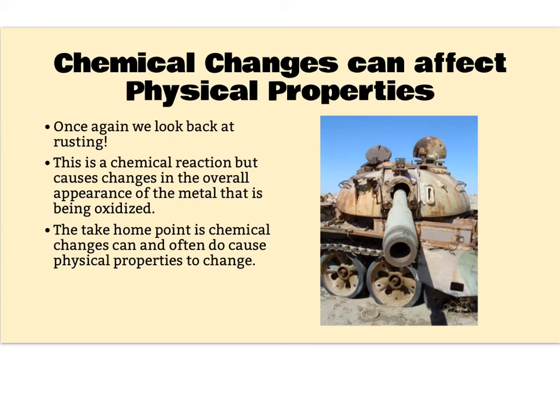Again, looking at rusting, that also will change physical properties because of its appearance. Now the metal is showing that it's being oxidized. It has that rust color, and you can tell that the metal is no longer shiny. The main take-home point is that chemical changes can, and most often do, change the physical properties, because when they mix with another substance, we're creating a new substance that has different physical properties than what its two combining parts had individually before they mixed.